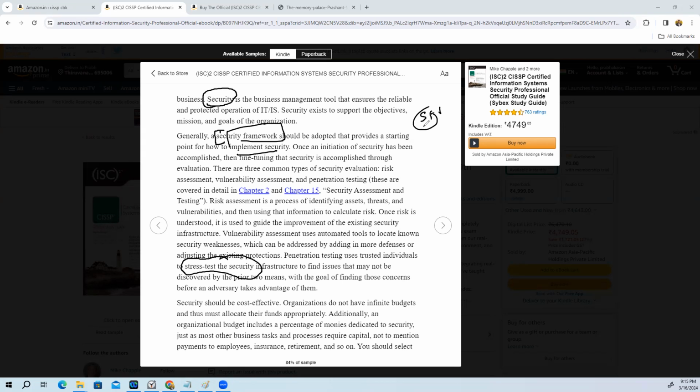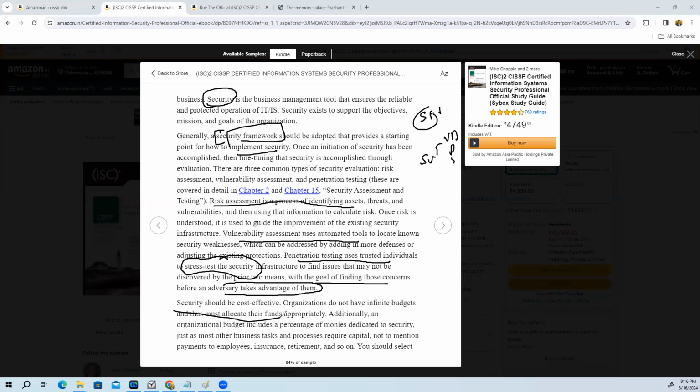That's it. Now you can see there are three common types of security evaluation: risk assessment, VA and PT. So you can highlight that security evaluation has three types. Then, if you're going to read the details, risk assessment is a process of identifying assets, who will remember? Vulnerability assessment uses automated tools, who will remember? Pen testing uses trusted individuals to test security infrastructure, who will remember? Now, here you can see the goal of finding those concerns before an adversary takes advantage. So this can be the question.